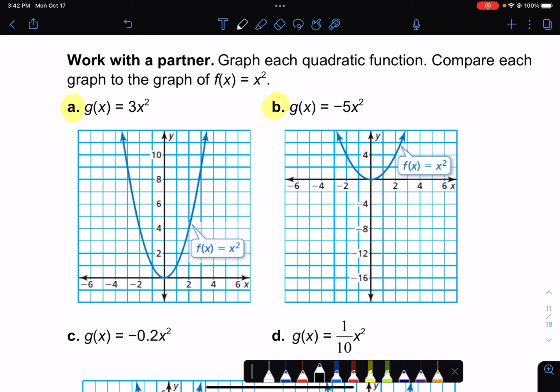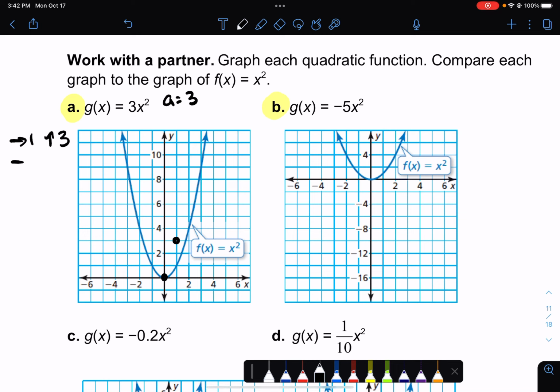Okay, so what you should have done for graph A: I've got this 3 in front of the x squared. So that means my a value is 3. So I'm going to start at 0, 0. And then my next point is going to go over 1. And instead of going up 1, it's going to go up 3. So over 1, up 1, 2, 3, my point's going to be right there.